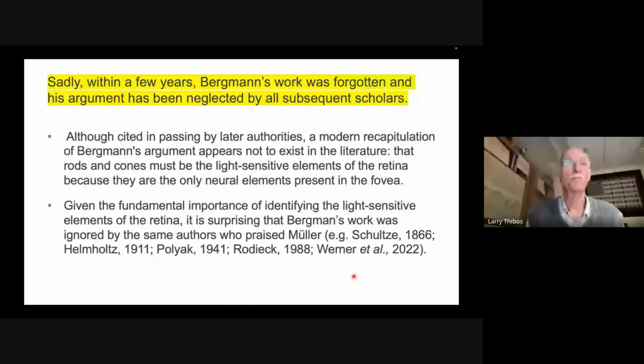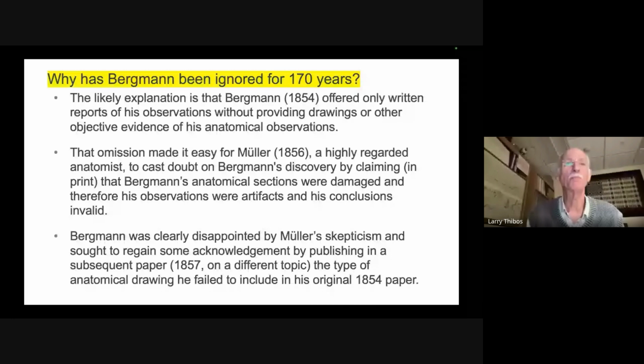So given the fundamental importance of identifying the light-sensitive elements of the retina, it seems to me surprising that Bergmann's work has been ignored by the very same authors who praised Müller and gave him more credit than he himself was willing to assume. So the question in my mind when I started this project several years ago was, why has Bergmann been ignored for 170 years? It just didn't make sense to me to be ignored for such a long time.